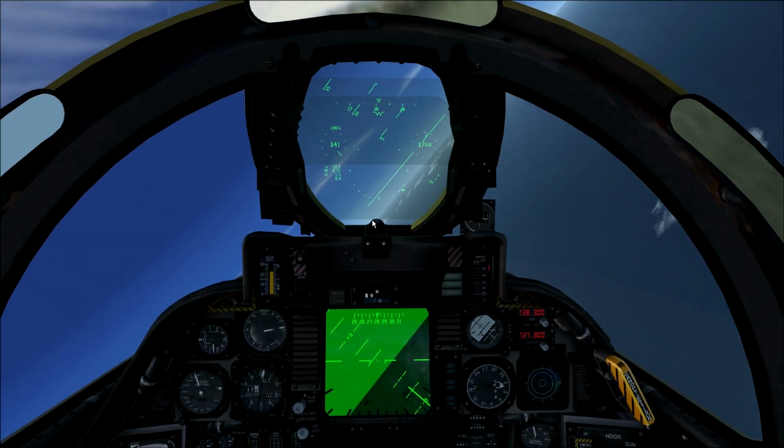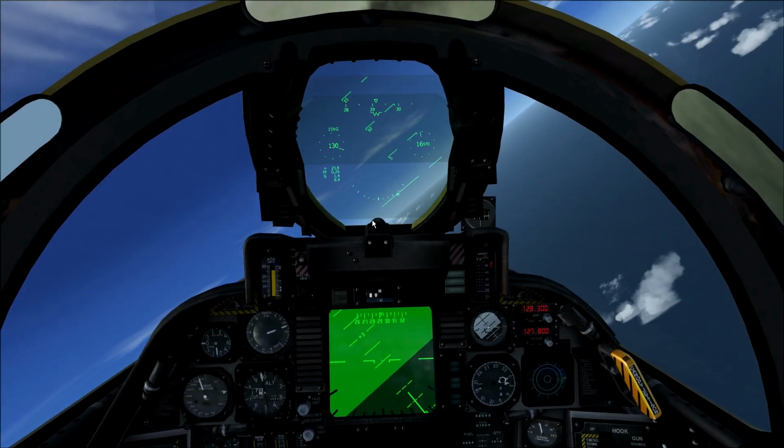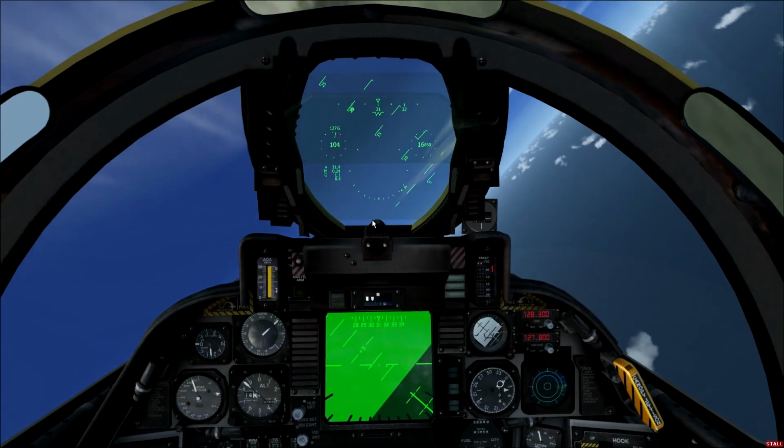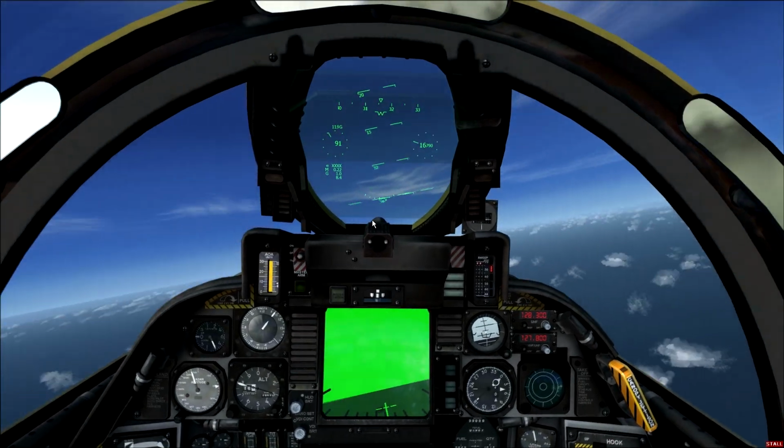We'd anticipate it coming in at about 140. There's the wing rock. That's not me putting aileron input in, that's the wing rock as a result of the stall. So let's leave it to develop. You can see it's stalled.